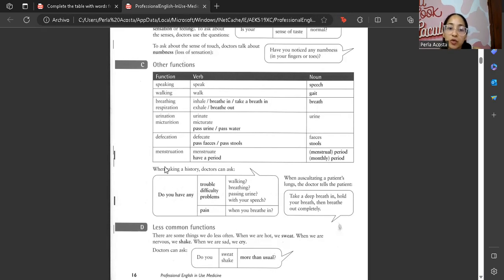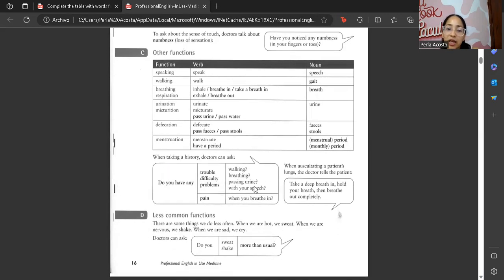Urination or micturition. The verbs are urinate, micturate, and pass urine or pass water. The noun is urine. Defecation: defecate, pass feces or pass stools. The noun is feces or stools. Menstruation: menstruate, have a period. And the noun is menstrual period or monthly period.